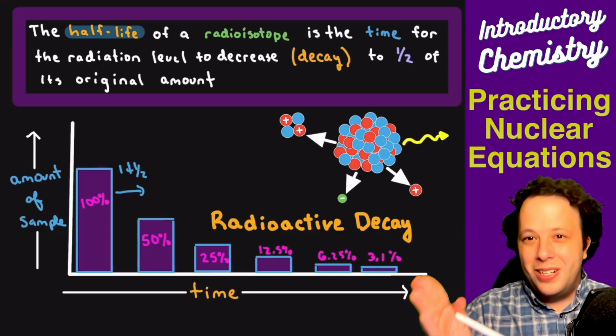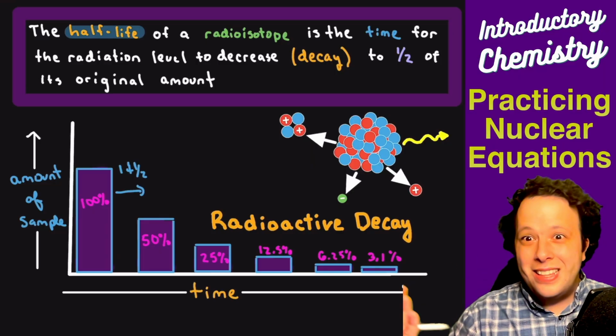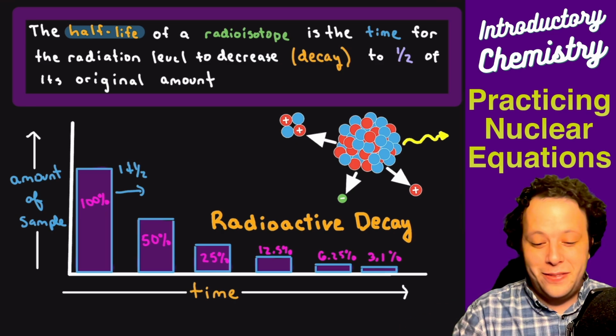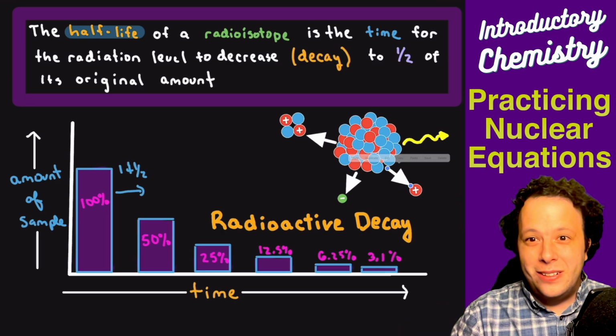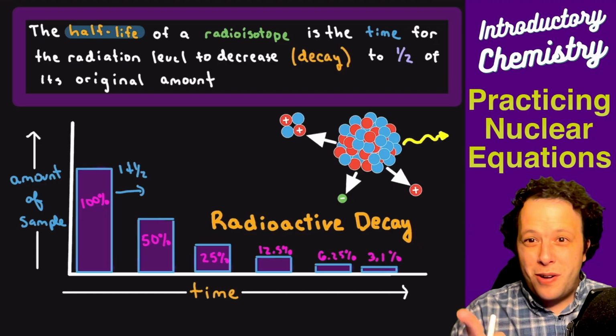It'll be half, a quarter, an eighth, and so a 16th, and so forth for every single half-life that passes. It's going to be very, very little in the end. So let's try to solve this problem that we were just looking at.